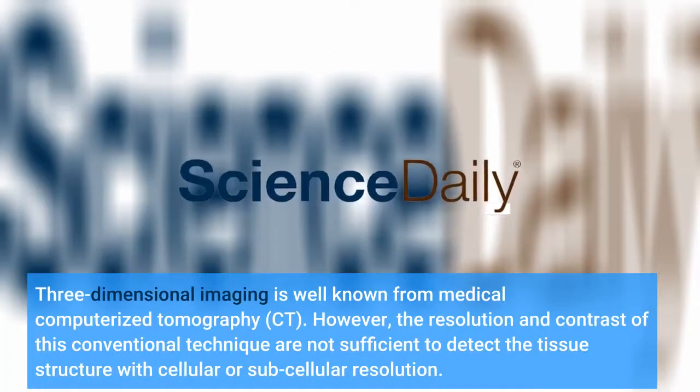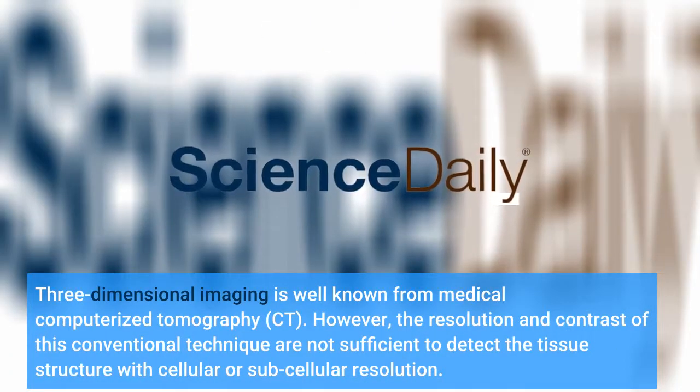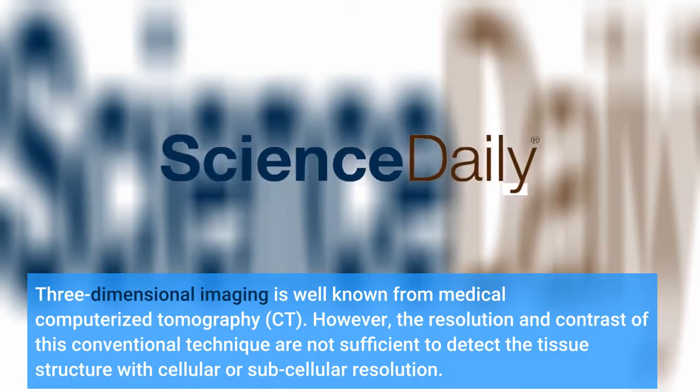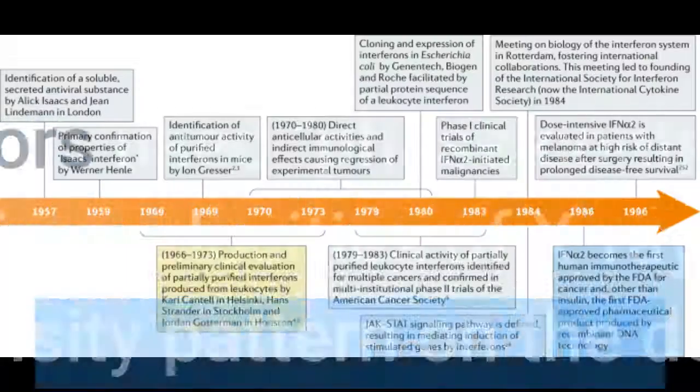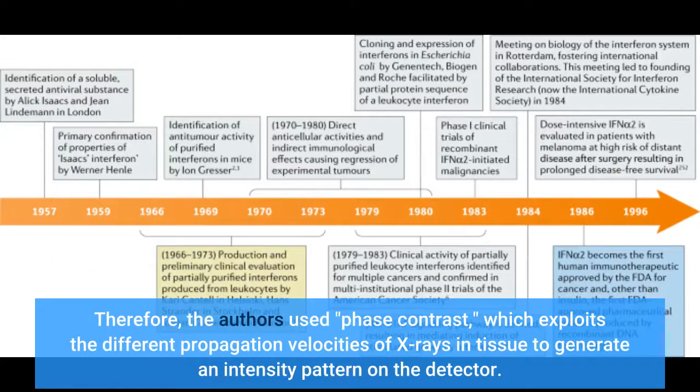3-dimensional imaging is well known from medical computerized tomography (CT). However, the resolution and contrast of this conventional technique are not sufficient to detect the tissue structure with cellular or subcellular resolution. Therefore, the authors used phase contrast, which exploits the different propagation velocities of X-rays in tissue to generate an intensity pattern on the detector.